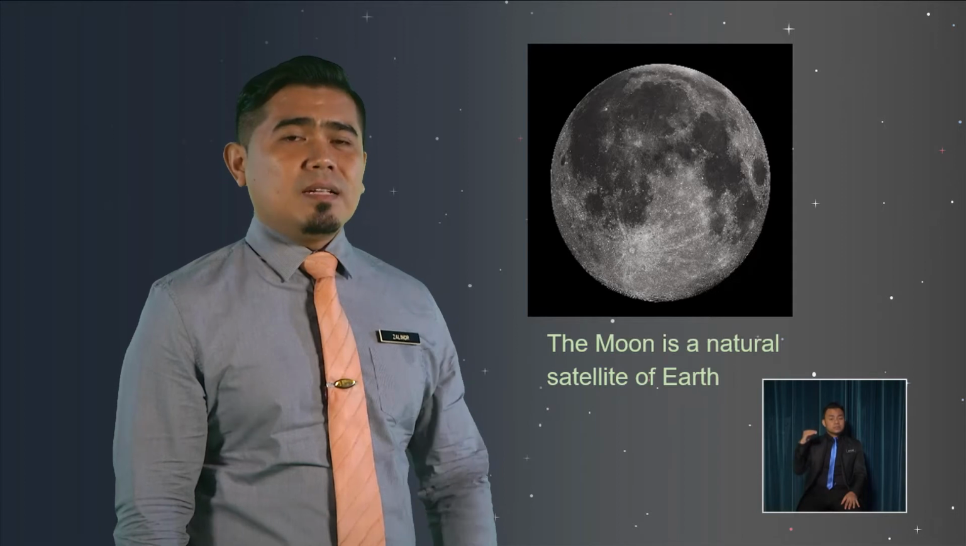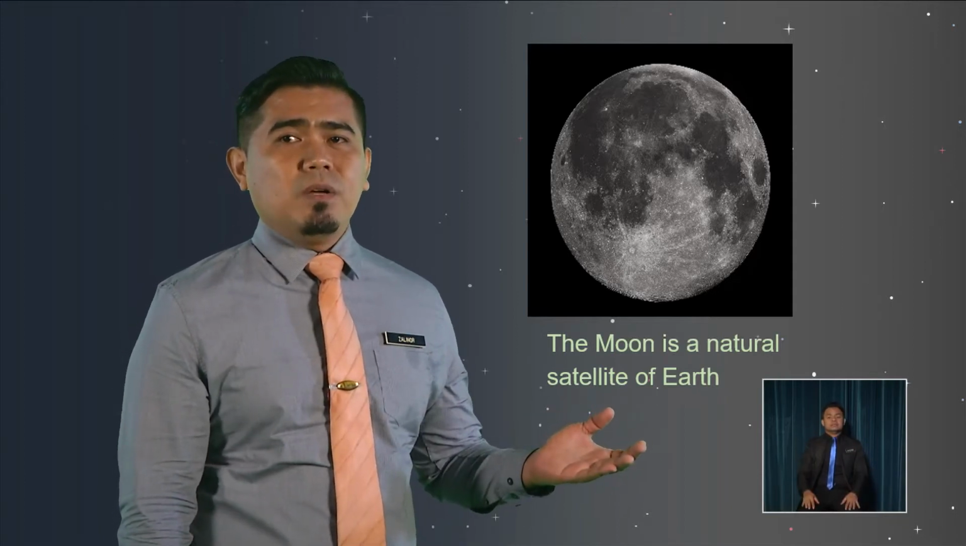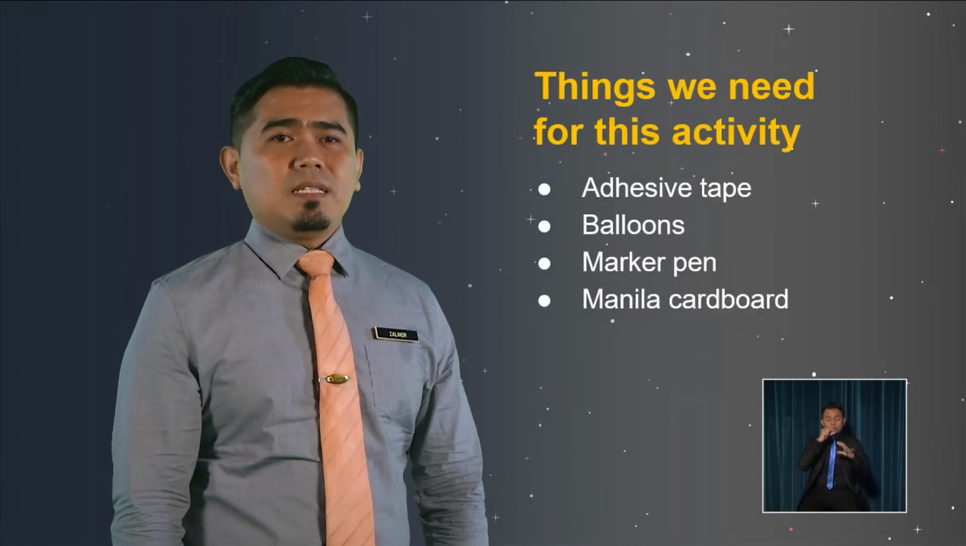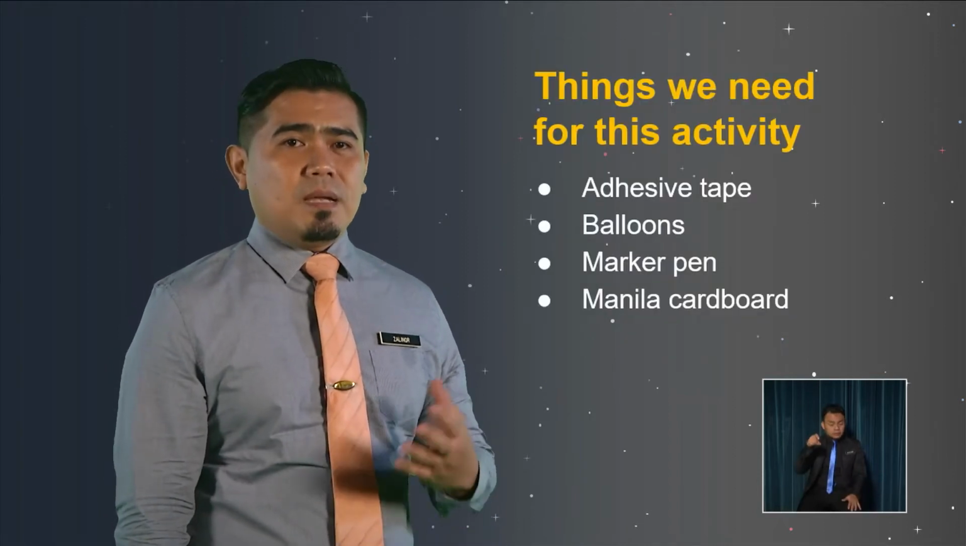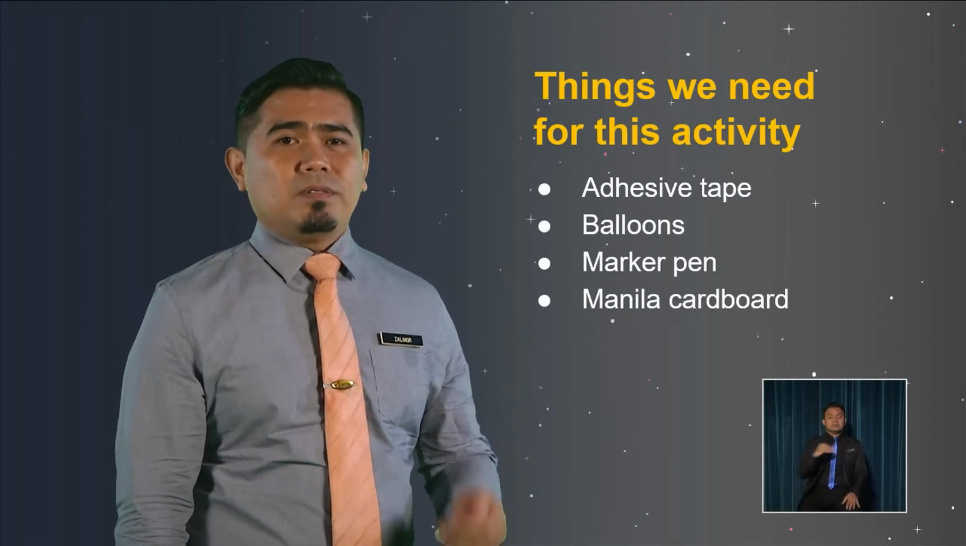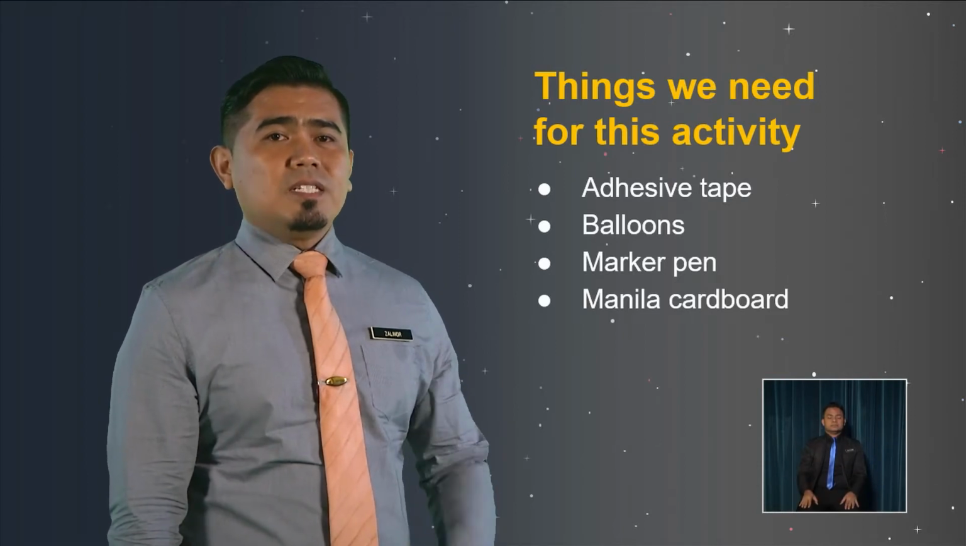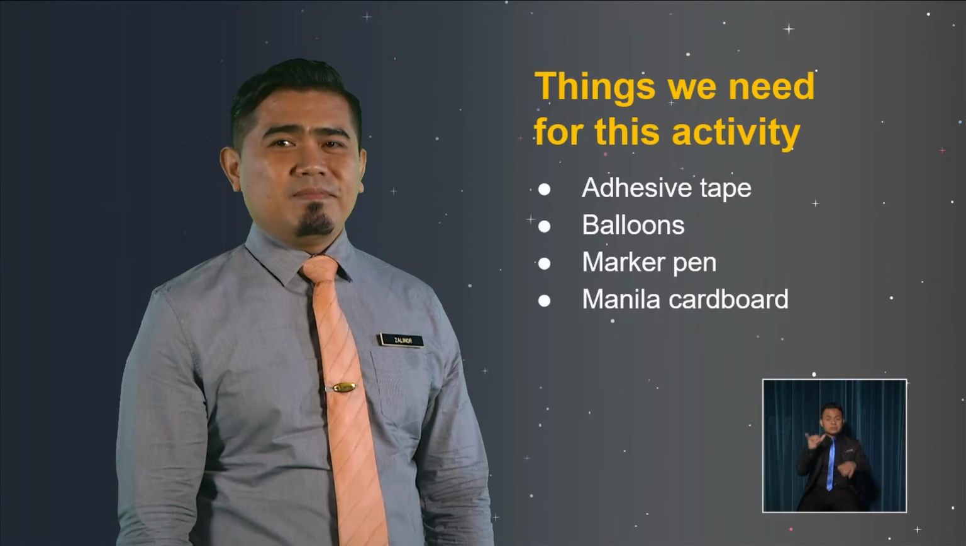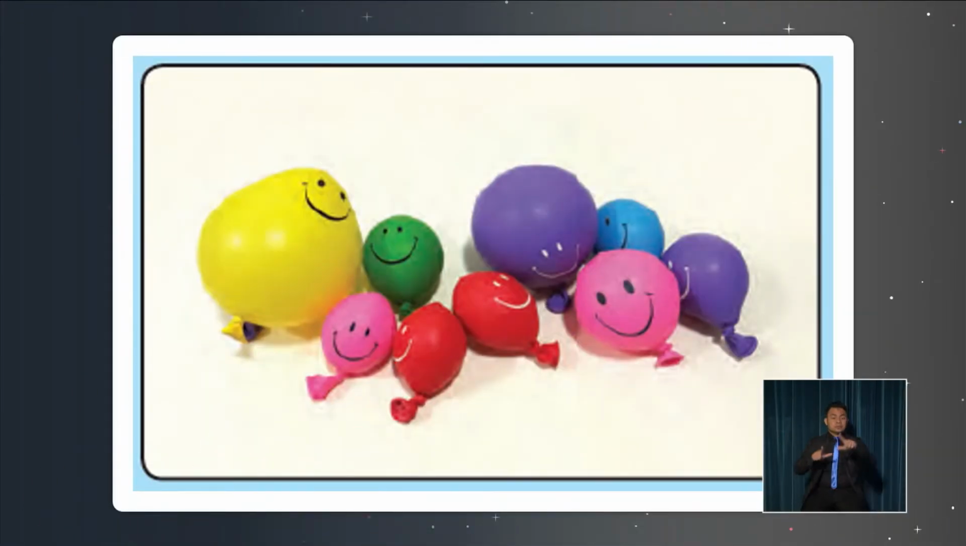Let's carry out an activity called the solar system balloons. All you need for this activity are adhesive tape, balloons, a marker pen, and manila cardboard. Let's do this together, shall we? Step 1. Blow up the balloons according to the estimated size of the Sun and the 8 planets like this. Can you identify the members of the solar system according to their sizes?